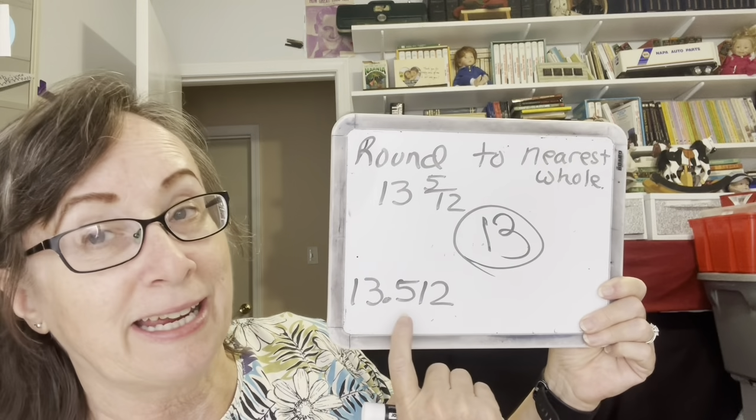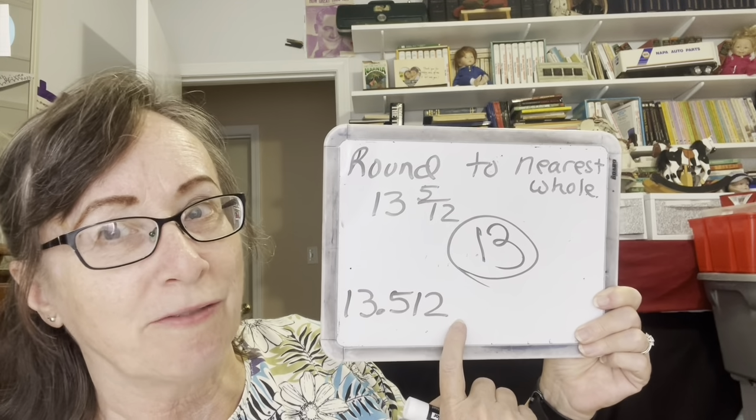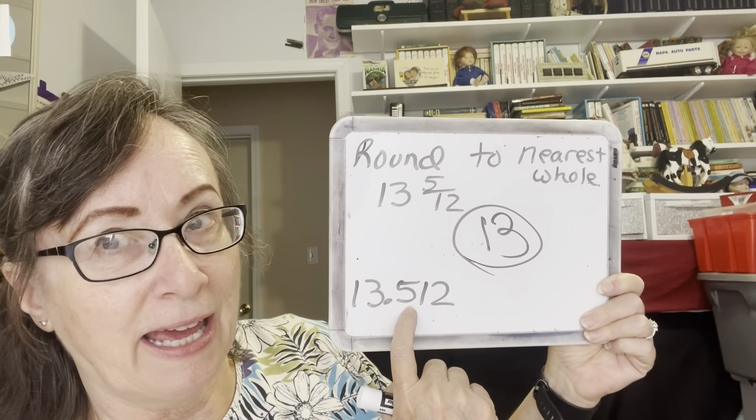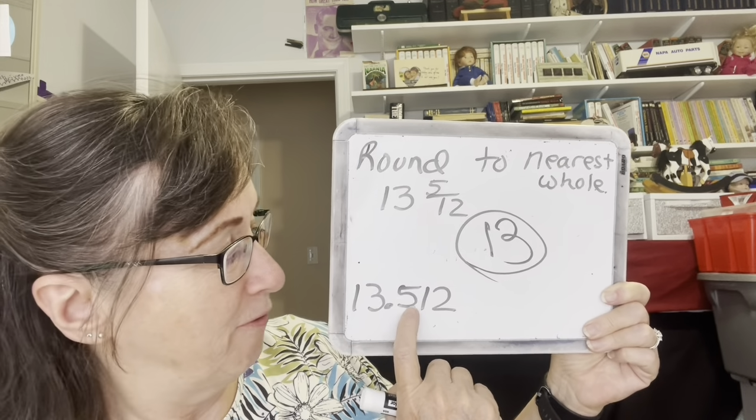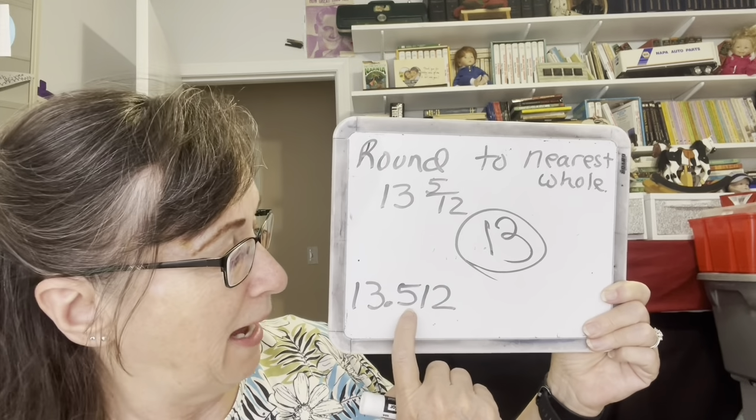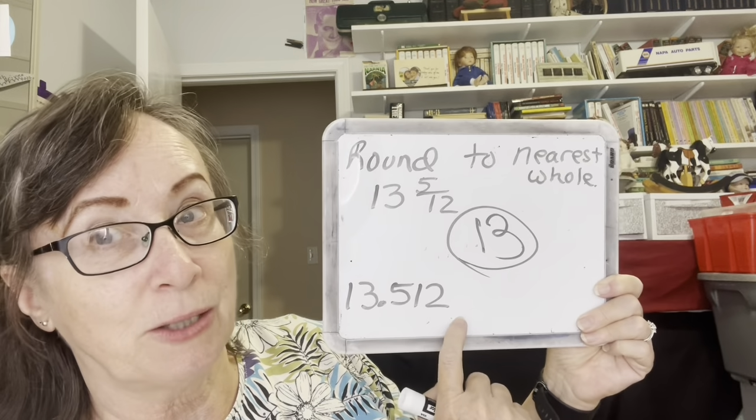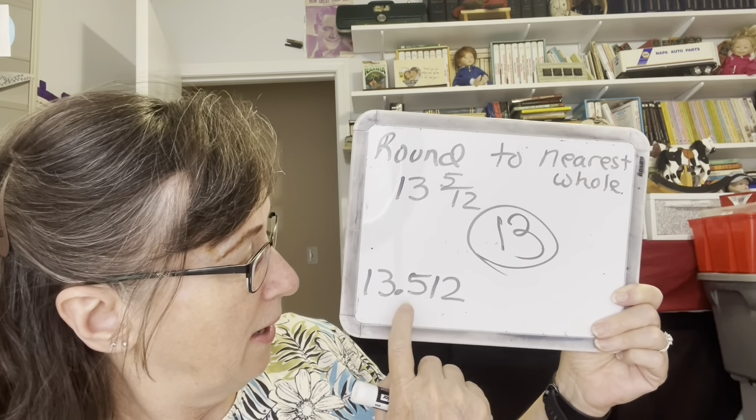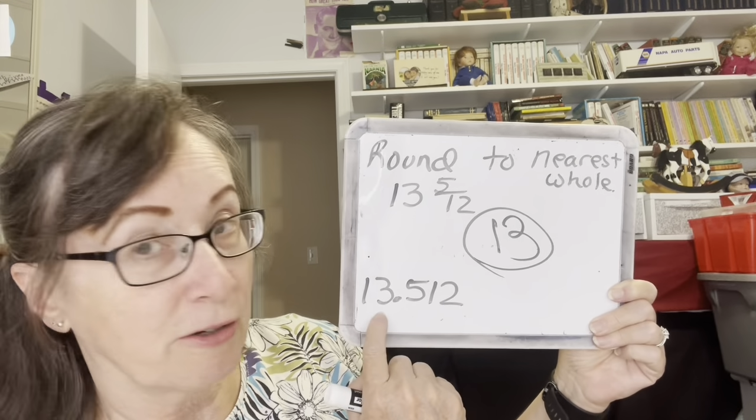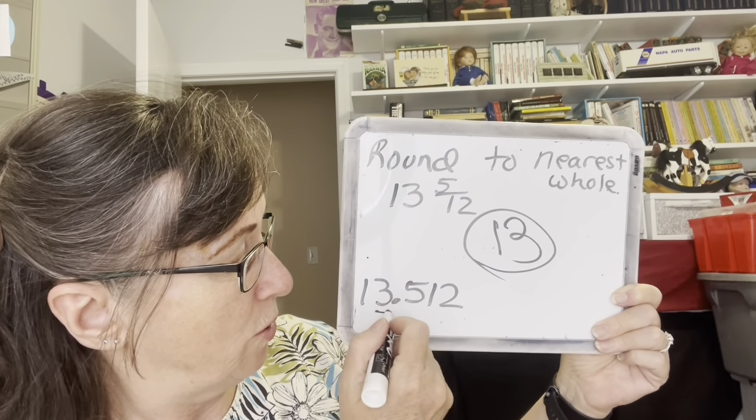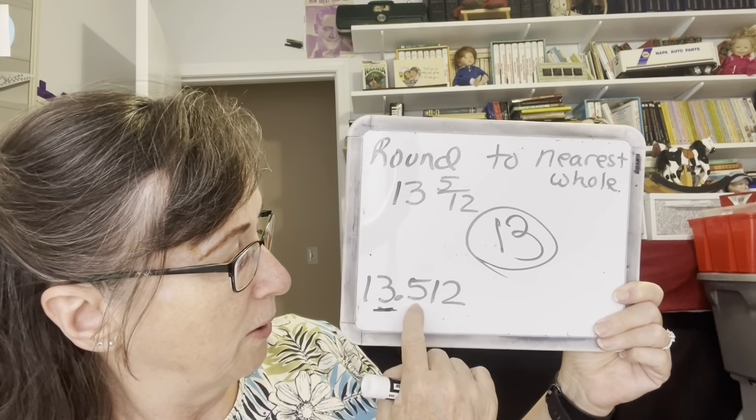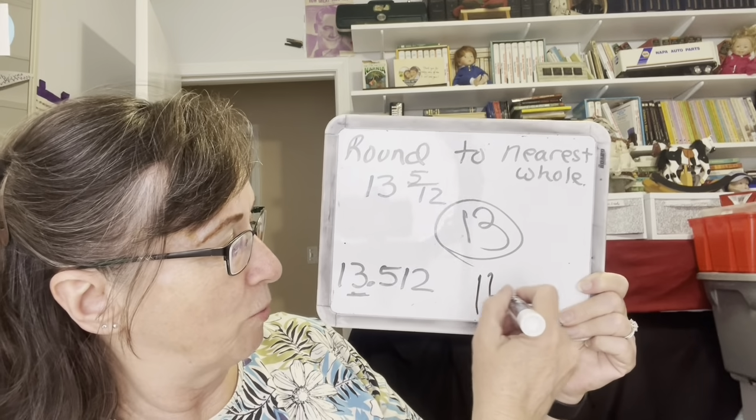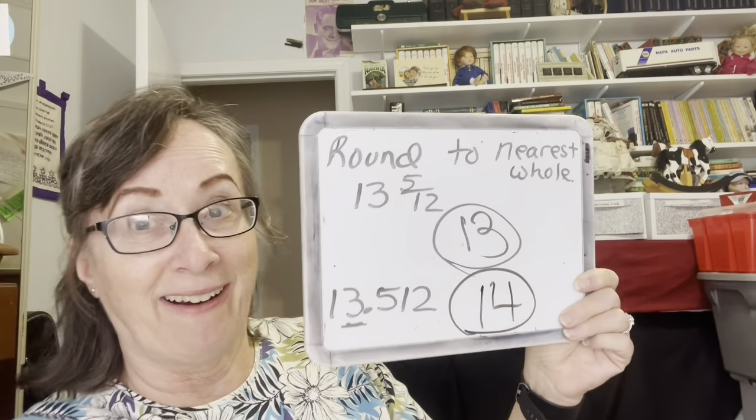13.512 is 13 and 512 thousandths, and 0.5 would be a half. 0.512 is greater than a half, so we're going to round this number up to 14. Remember, we're going to the nearest whole number. So we're going to round 5 up. We're going to say that's a 14 there.